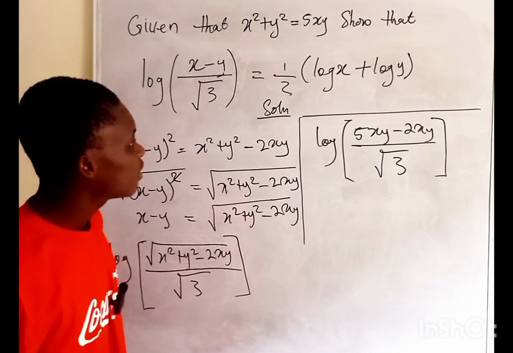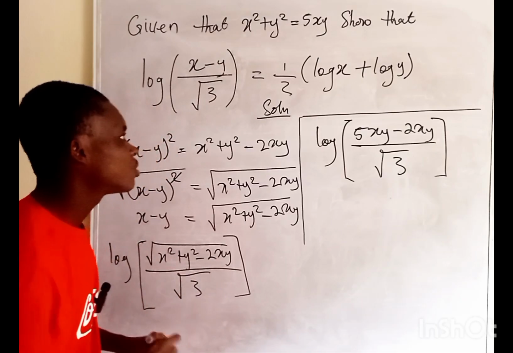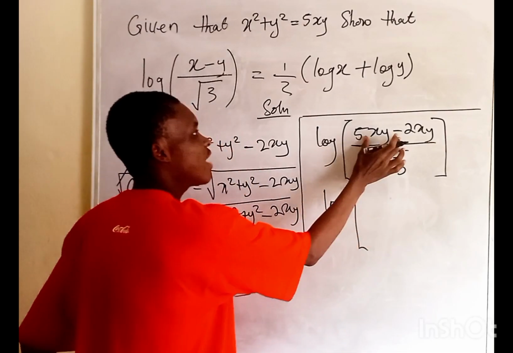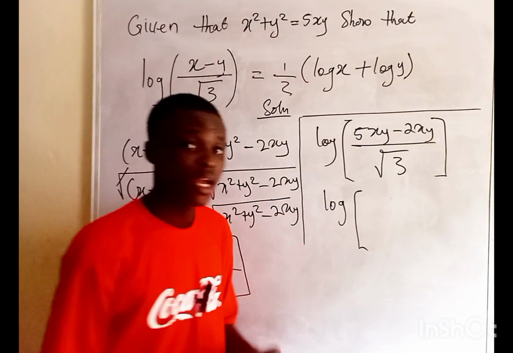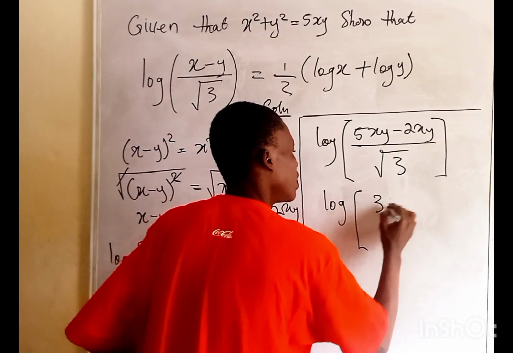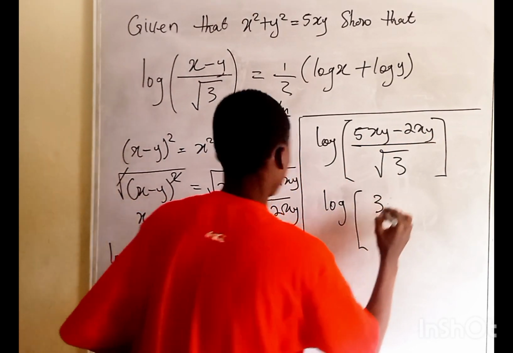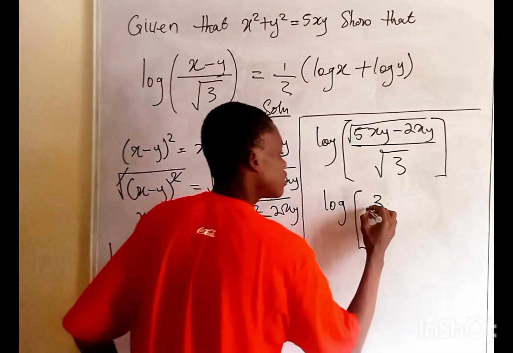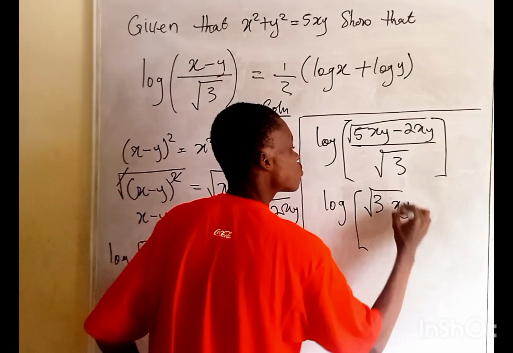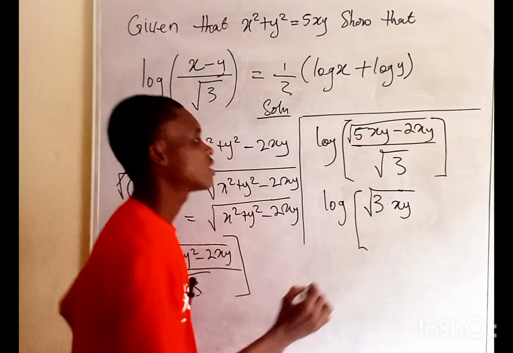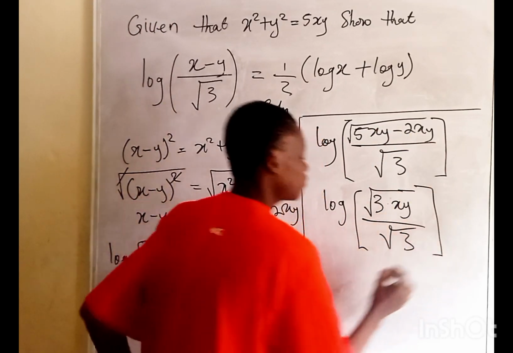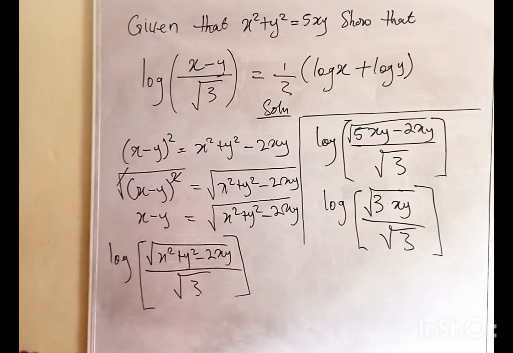All right, so from here, clearly what do we see? We see that this is log of, in brackets, 5xy minus 2xy gives us 3xy. Remember, this is a square root. This has a square root on top. So this is the square root of 3xy, because 5xy minus 2xy gives us 3xy, and the square root of 3. All right, so clearly from here, what are we doing next?